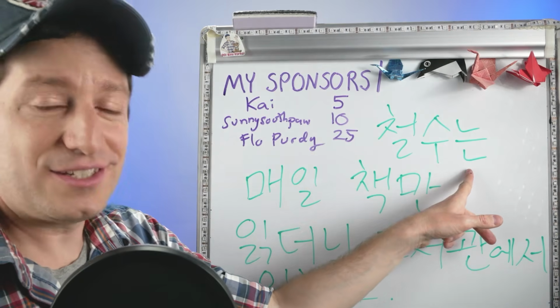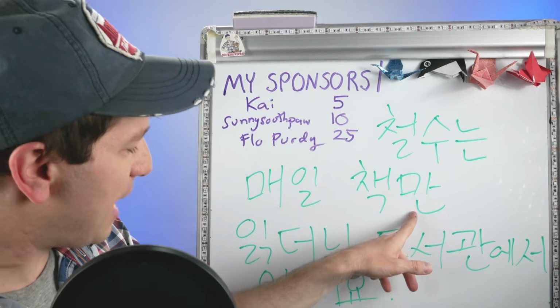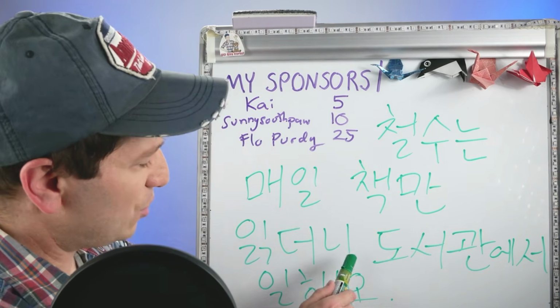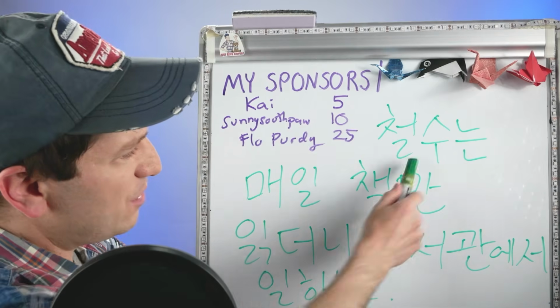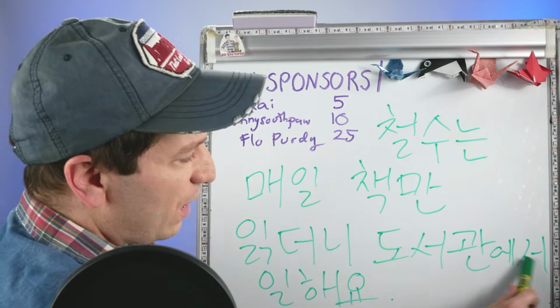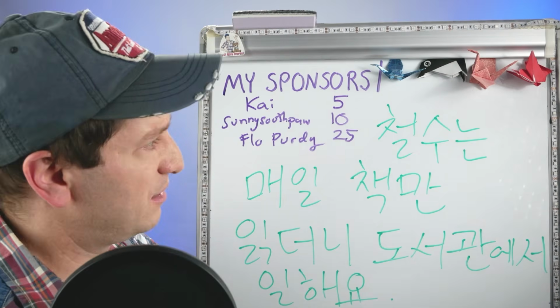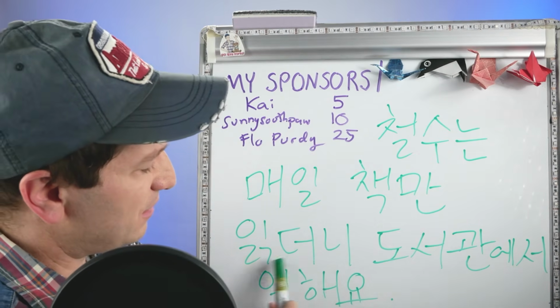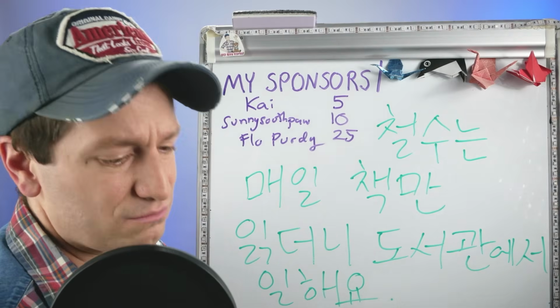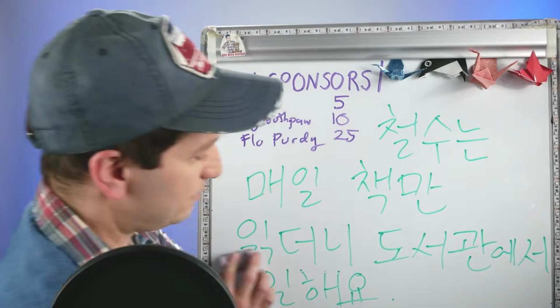철수는, so our friend 철수, our best friend 철수. 매일, every day, 책만 읽더니. So Chulsoo was reading books every single day. All he does is just read books every day. And you know what? 도서관에서 일해요. 도서관 is library, so he works at the library. 철수는 매일 책만 읽더니 도서관에서 일해요. Chulsoo read only books every day, and now he works at the library.